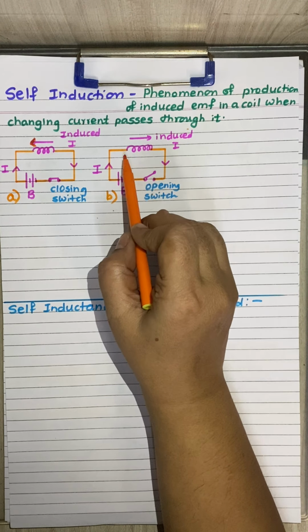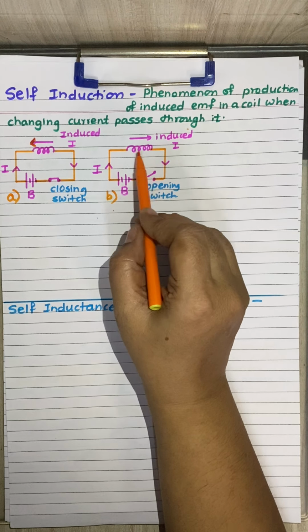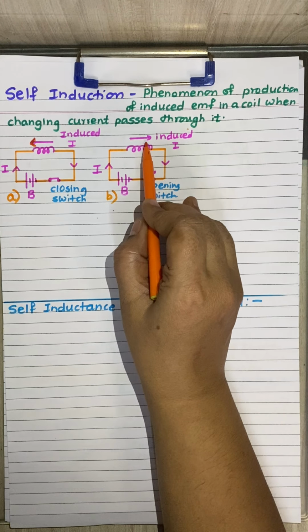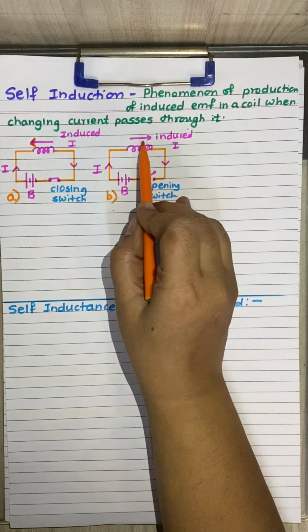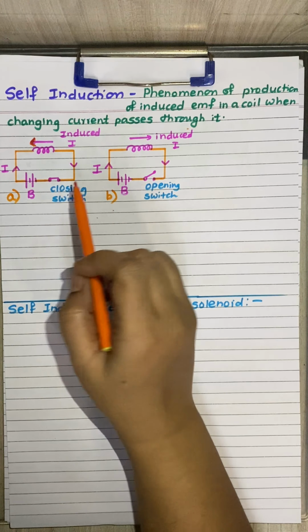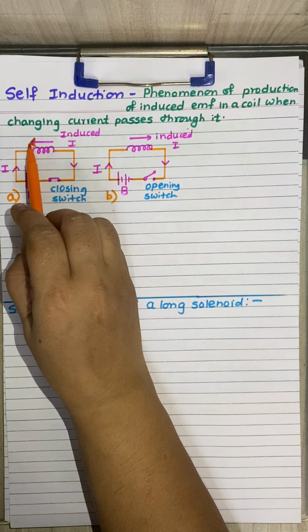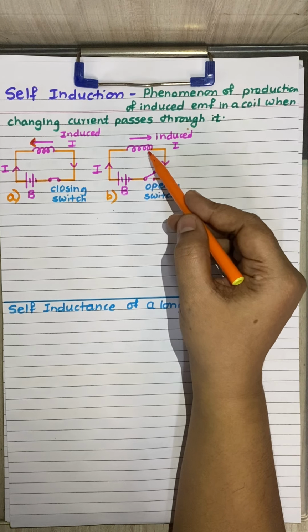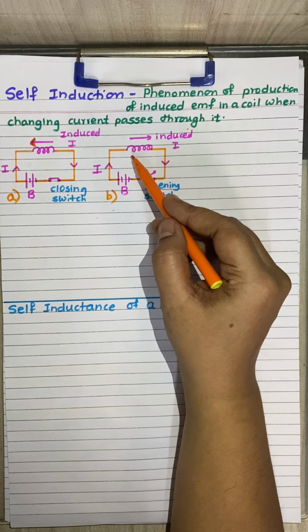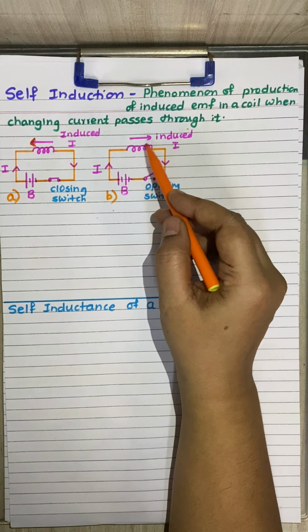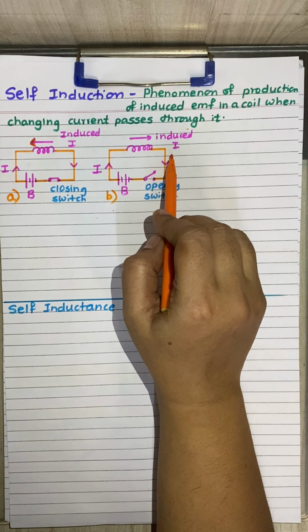Therefore the direction of the induced current is now in this direction. That is, the battery current and the induced current are now flowing in the same direction. So in this case, while closing the switch, the induced current is in the opposite direction to the battery current, and while the switch is open, the flux changes from maximum to 0, so to oppose that change, the induced current flows in this direction.